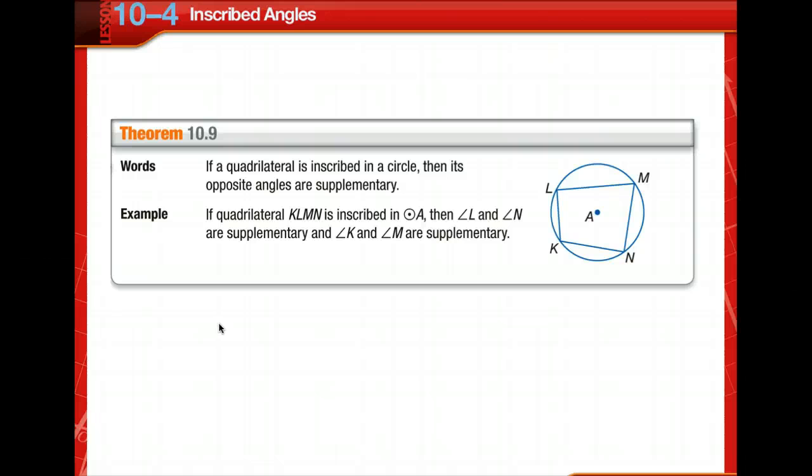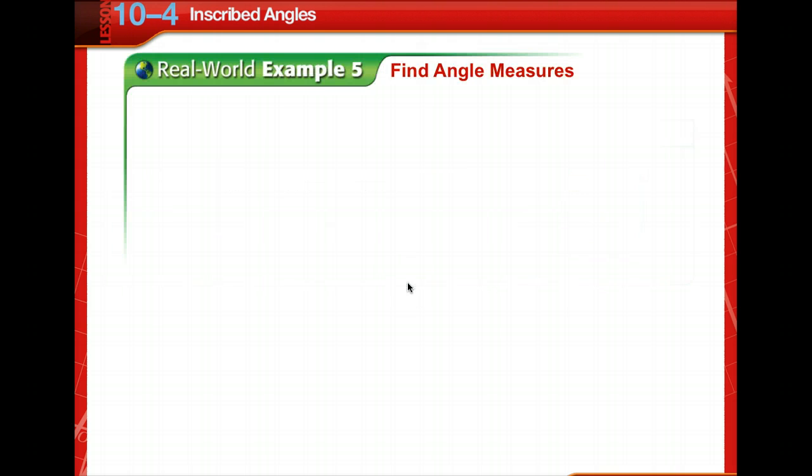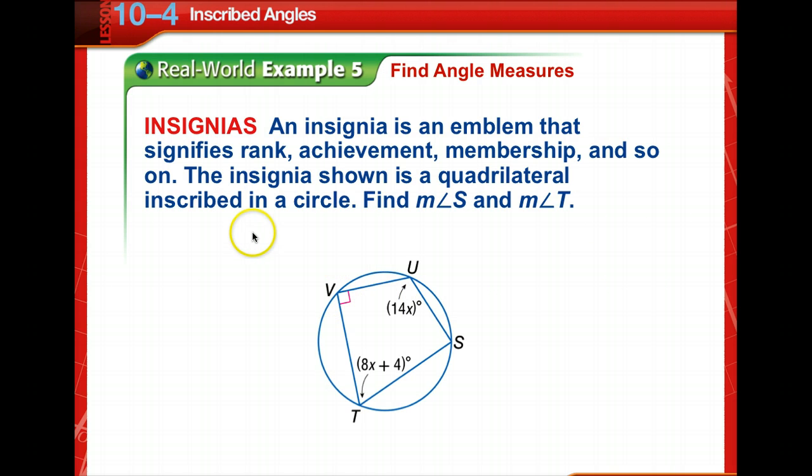While many different types of triangles, including right triangles, can be inscribed in a circle, only certain quadrilaterals can be inscribed in a circle. Theorem 10.9 tells us if a quadrilateral is inscribed in a circle, then its opposite angles are supplementary. Okay, so let's look at insignias. An insignia is an emblem that signifies rank, achievement, membership, and so on. The insignia shown is a quadrilateral. Yes, it is four-sided, and it's inscribed in a circle. We're to find the measurement of S and the measurement of T.